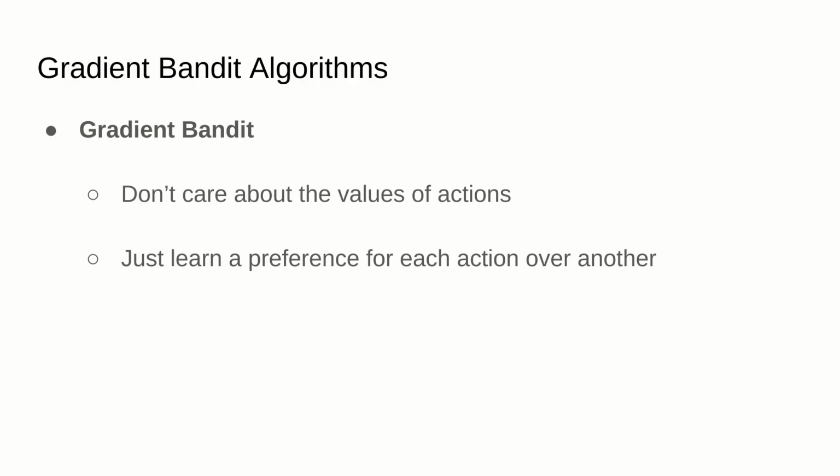All of the previous methods for solving the multi-armed bandits problem thus far have been action value methods, or methods that work by estimating the value of actions and then selecting an action based on that value. To wrap up, we'll look at a whole new class of methods called gradient bandit methods. As opposed to action value methods that estimate the value of actions, gradient bandit methods don't care about the value of an action, but rather learn a preference for each action over another. This preference has no interpretation in terms of reward. Only the relative preference over other actions matters.